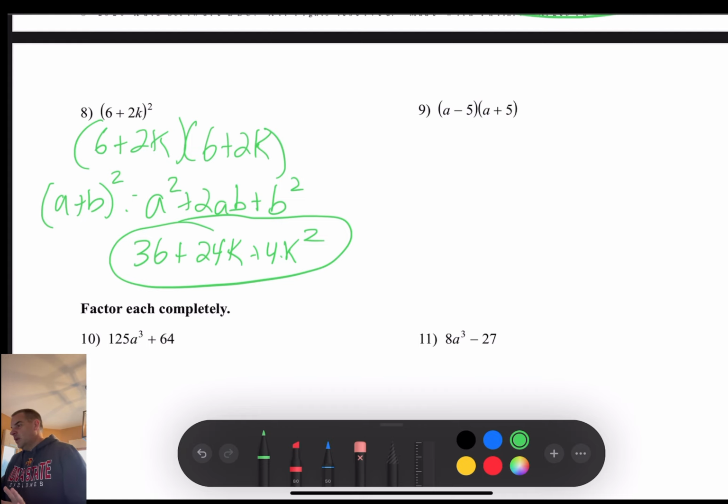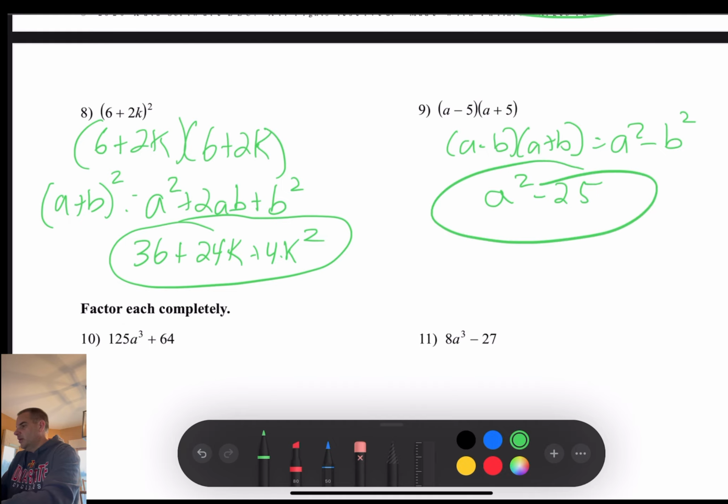Okay. Difference of squares, you could FOIL, or again, remember, when we did this, if you had a minus b times a plus b, it was a squared minus b squared. I don't know why I put a plus in there. A squared minus b squared. So a is 8, so a squared minus 25. And you're done.